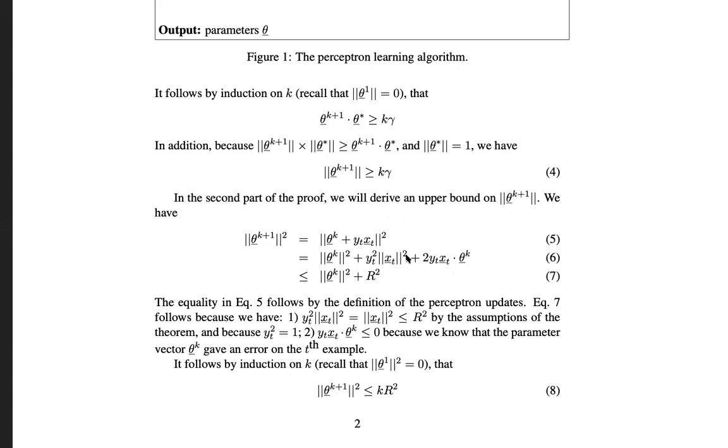Now this quantity I know is, see, y_t squared is 1, and x_t, if you remember, we assumed that all the x_t's norms were less than r. So this norm squared is less than r squared. This whole thing is less than r squared. And the last term, what is the last term?